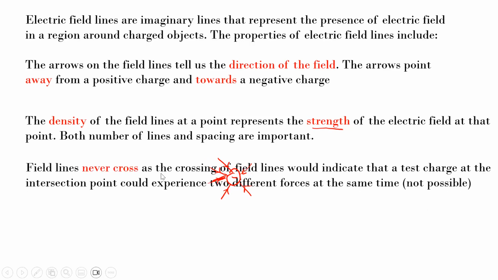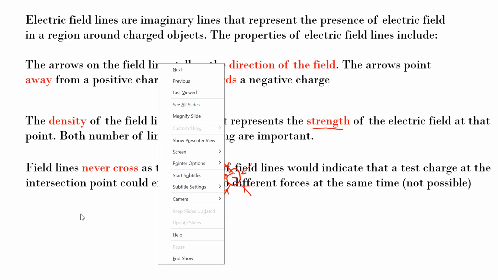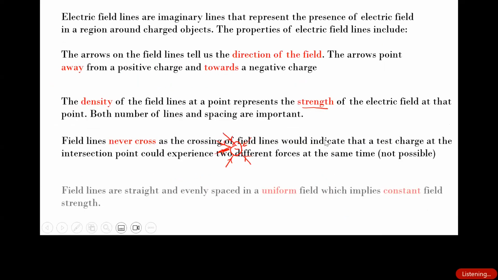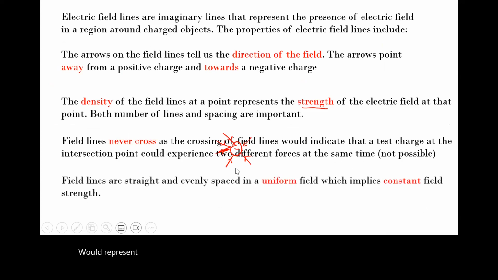Then field lines never cross, as the crossing of field lines would indicate that the test charge at the intersection will experience two different forces at the same time, which is not possible.